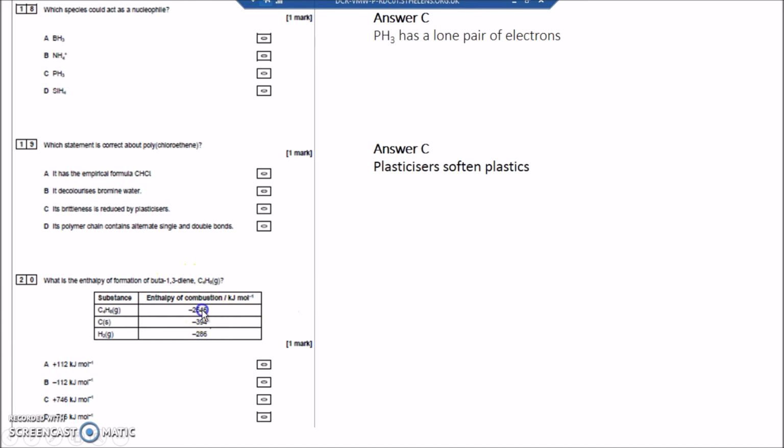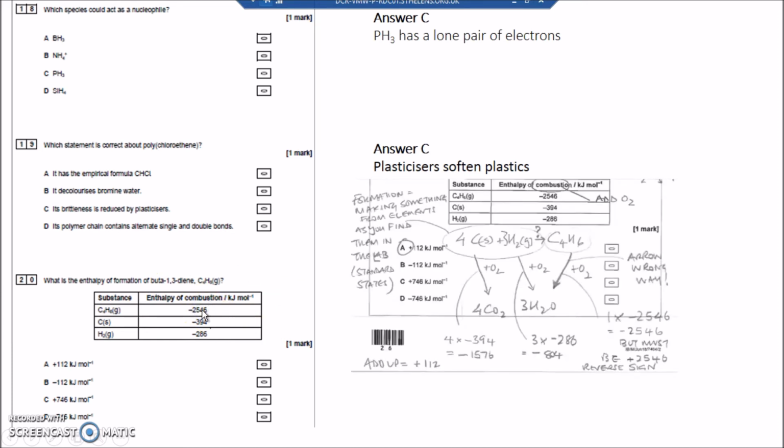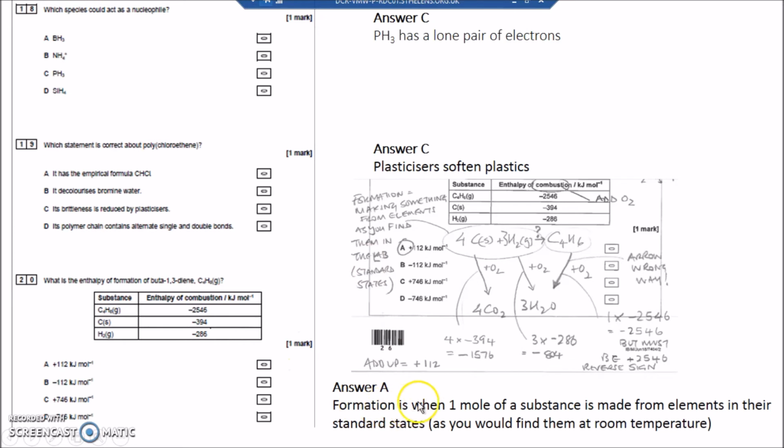So I'm going to do spoilers here and show you, hand drawn here, what's actually happening. Formation is when 1 mole of substance is made from their elements in their standard states. That's important to know. Enthalpy of formation. So formation means that you're making this buta-1,3-diene, C4H6, from elements in their standard state. So it's formation of 1 mole of this.